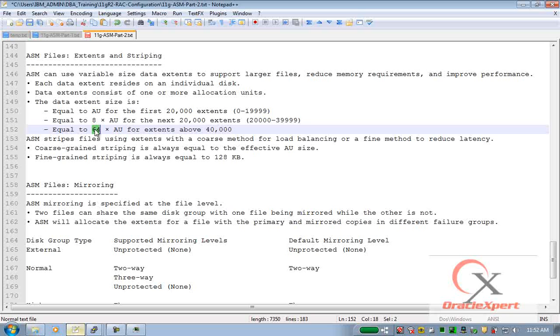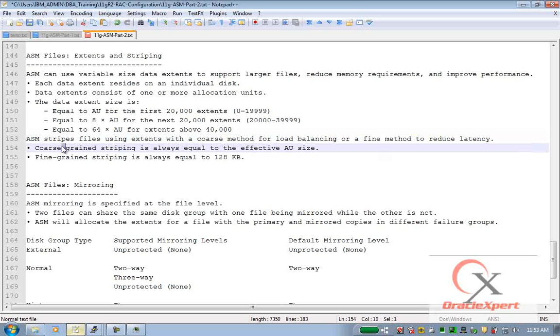So when you store a file, those file pieces in the form of AUs and subsequently in the form of a data extent are scattered across all the participating disks in a disk group if it's an external redundancy, or across all participating disks in a failure group if it is with normal or high redundancy. ASM stripes files using extents, which could either be decided using a coarse method or using a fine method. This is called striping style. So Oracle might adopt coarse striping or Oracle might adopt fine striping.